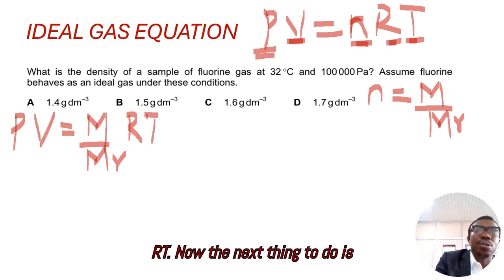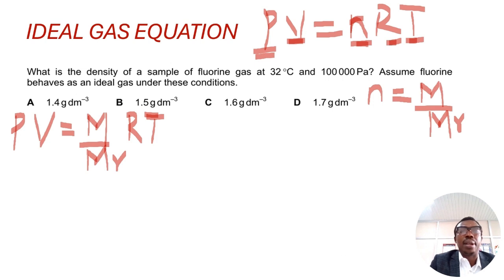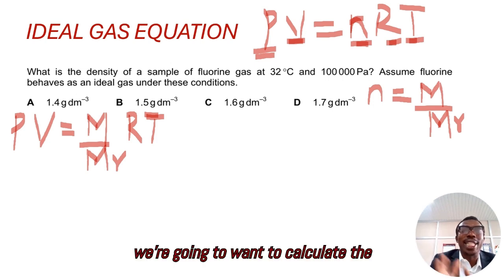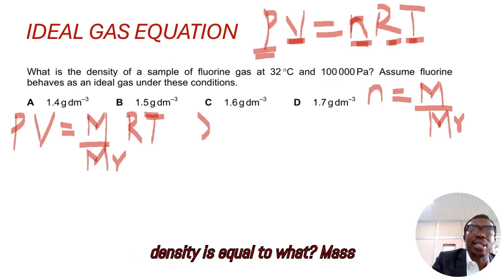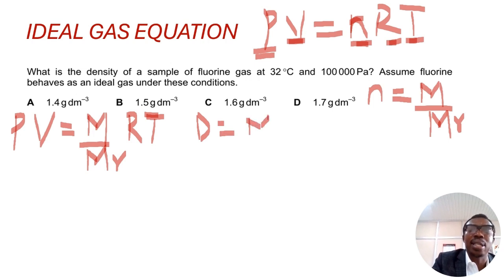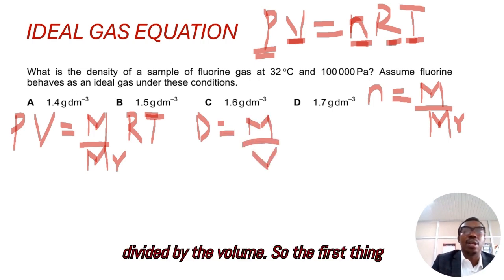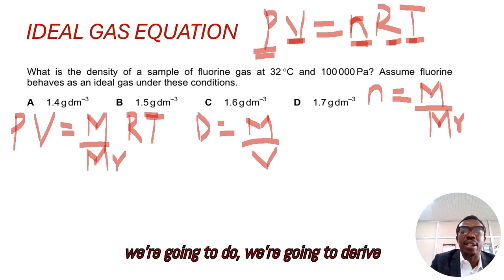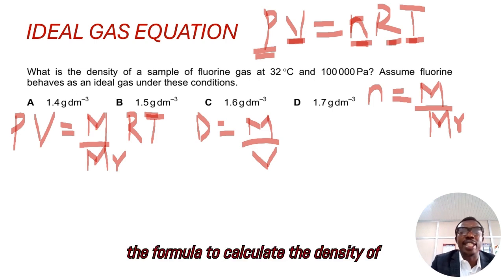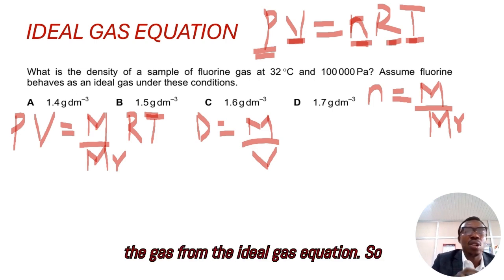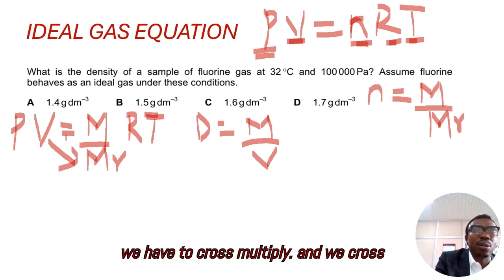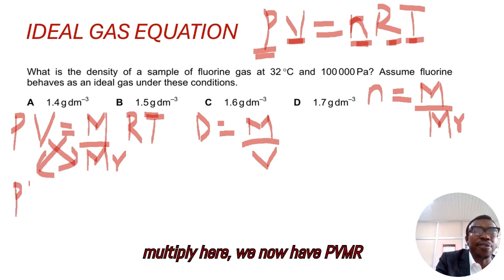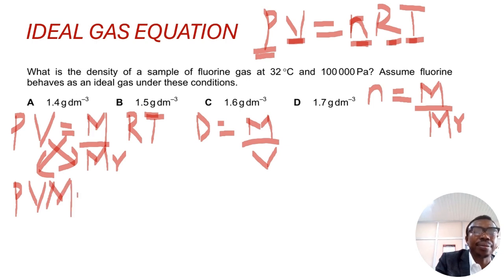Now the next thing to do is to calculate the density of the gas, and we know that density is equal to mass divided by the volume. So we are going to derive the formula to calculate the density of the gas from the ideal gas equation. So we have to cross multiply. When we cross multiply here, we now have PVM is equal to mRT.